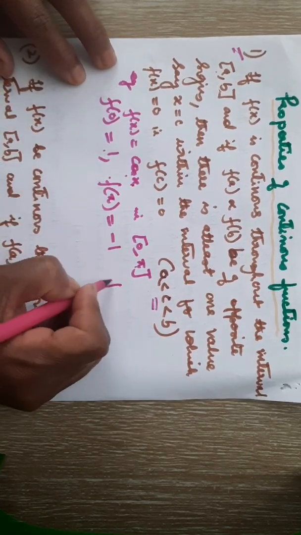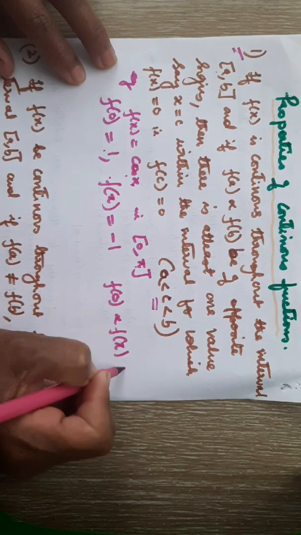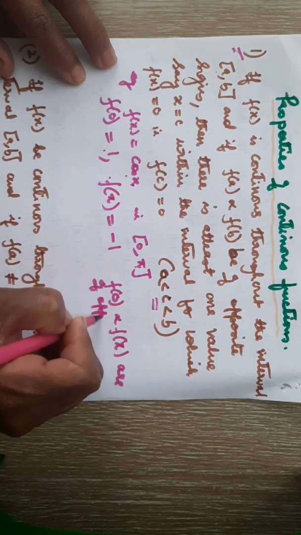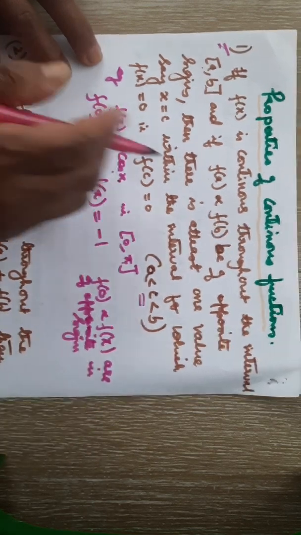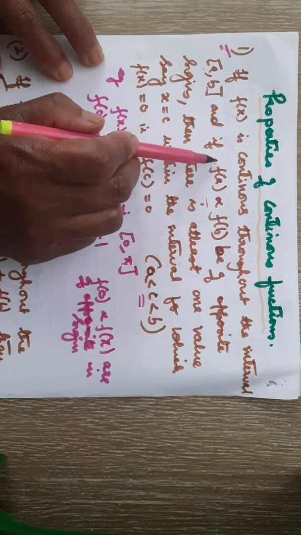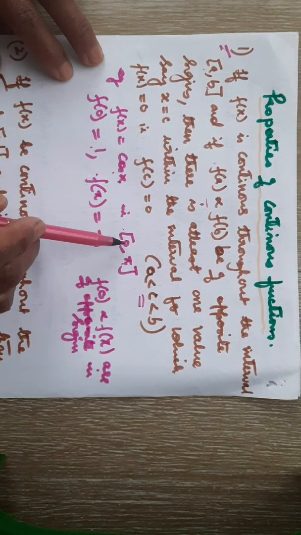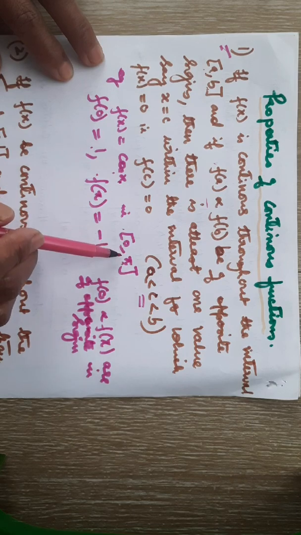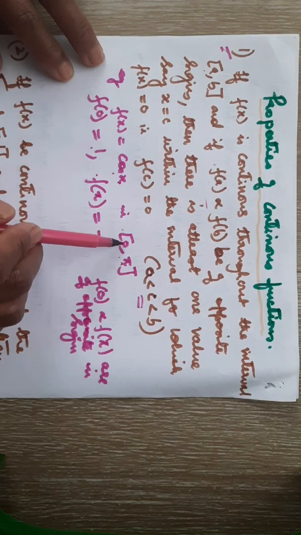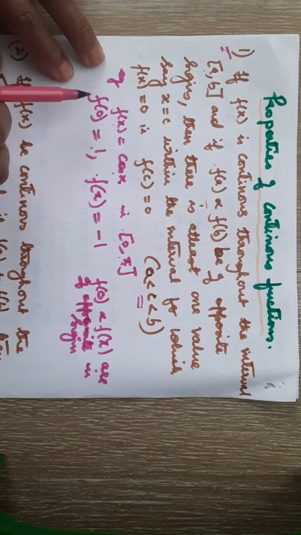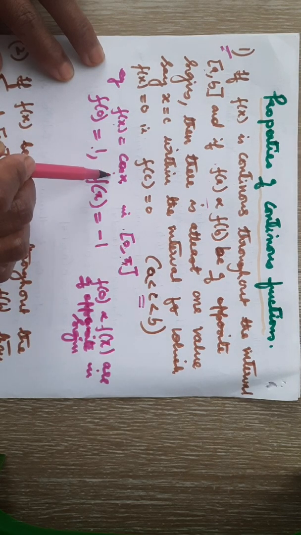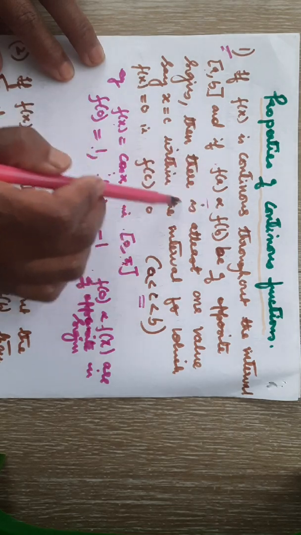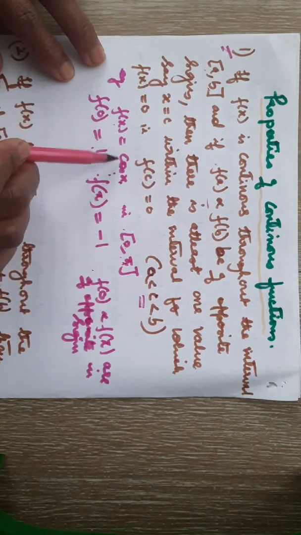Now see this one. f(0) and f(pi) are opposite in sign. Then by this theorem or this property, there must exist a point c lying between 0 and pi such that f(c) should be 0. Now can you find a c lying between 0 and pi for which f(c) is equal to 0? In this case it is quite easy. We know that pi by 2 is a number lying between 0 and pi, and we know that cos of pi by 2 is equal to 0. So you see that the statement is true for this particular example.